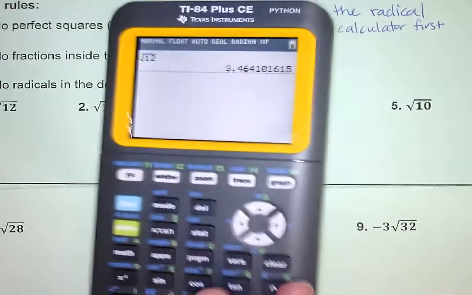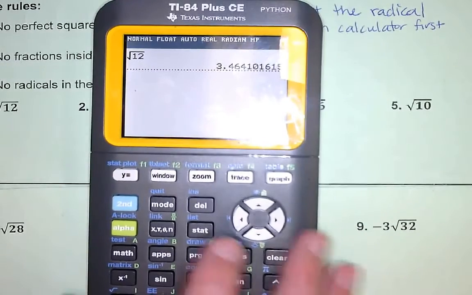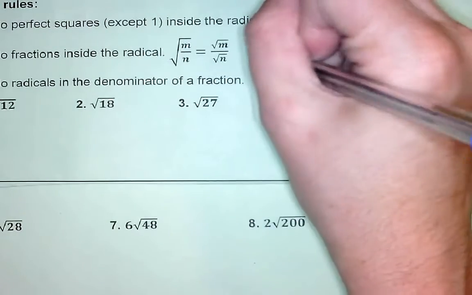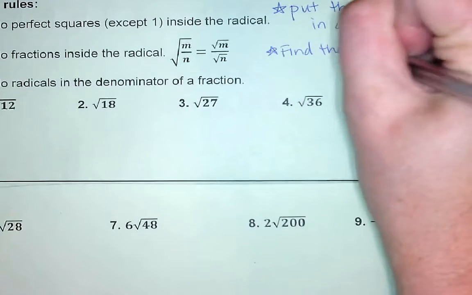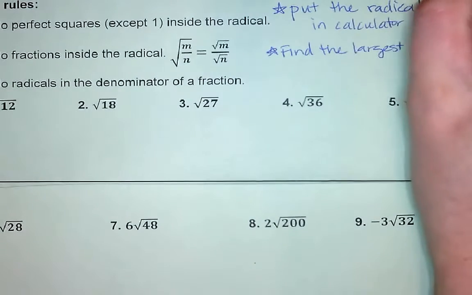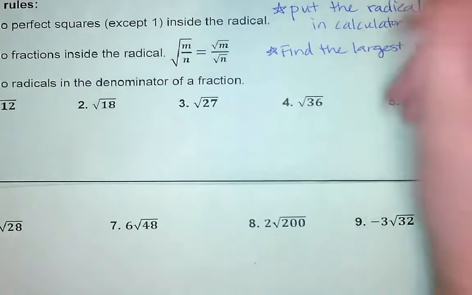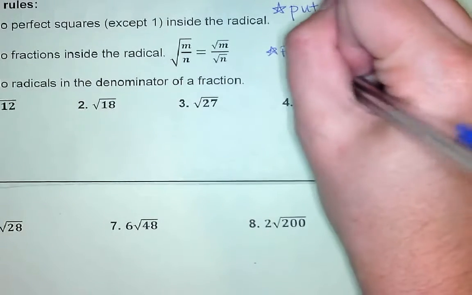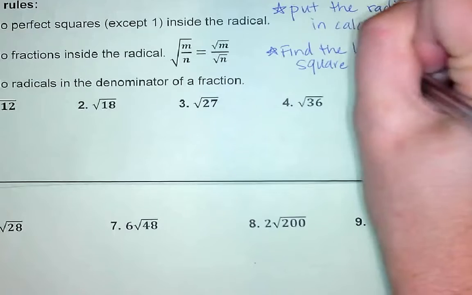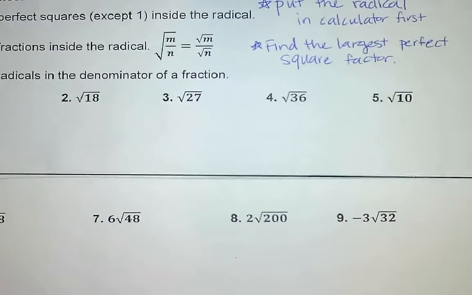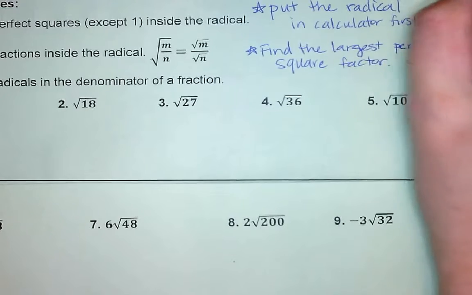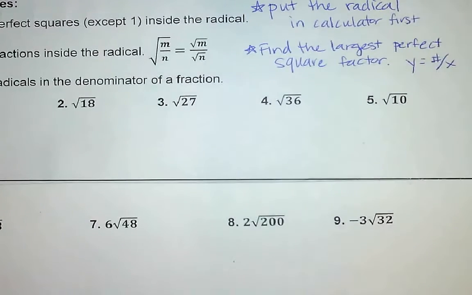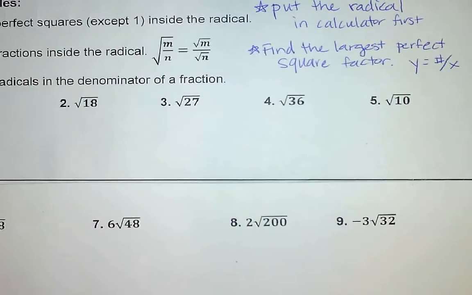Okay? So how you simplify it is you want to find the largest perfect square factor. All right? And if you don't know how to do that off the top of your head, that's where you go to your y equals and you do that number, or the radicand, divided by x.